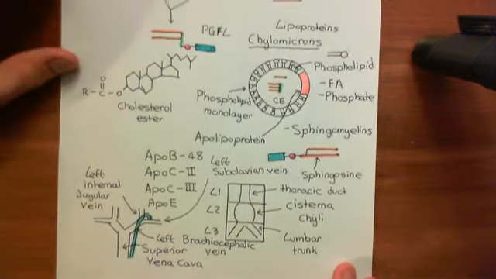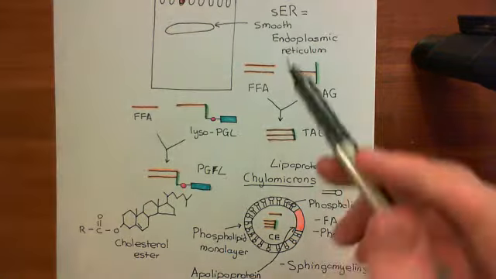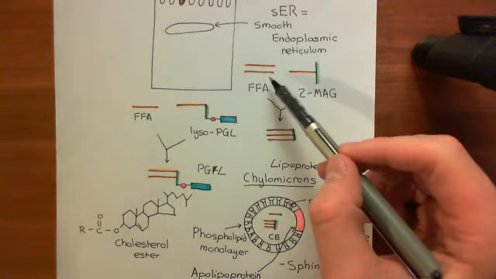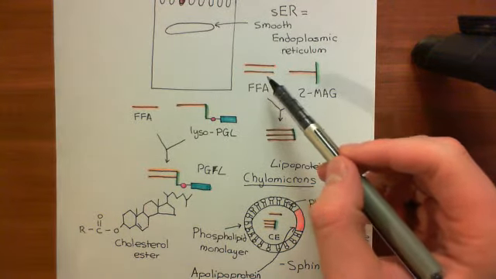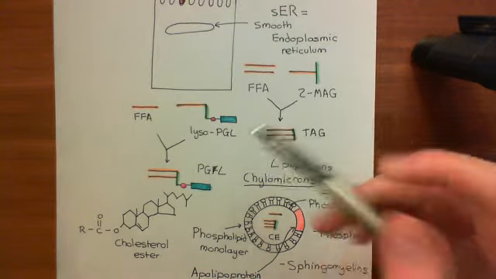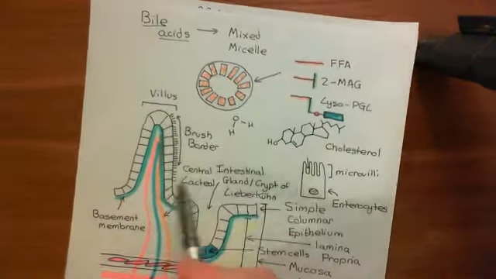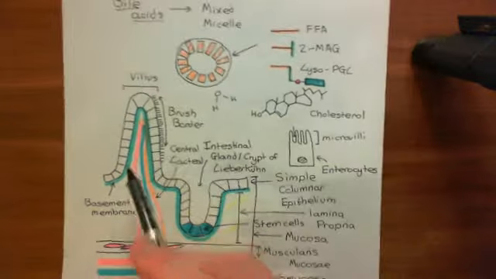The one other thing that I want to mention is that some free fatty acid molecules can go directly into the bloodstream, i.e. they don't need to go into chylomicrons and they don't need to go into the lacteals. Some of them can go directly from the enterocytes into the bloodstream.